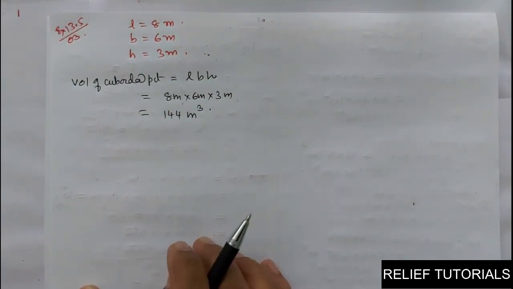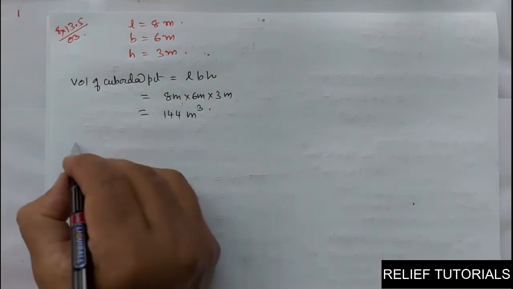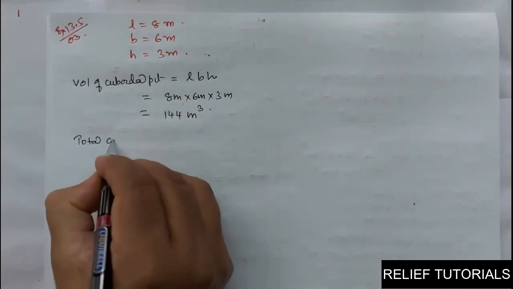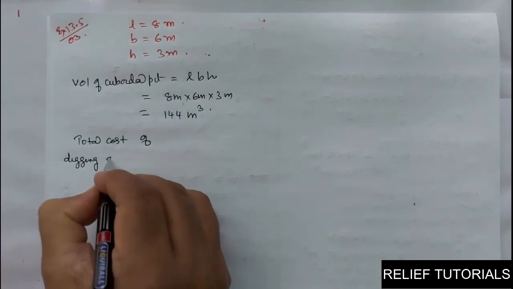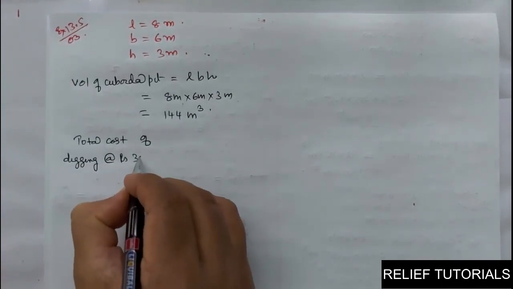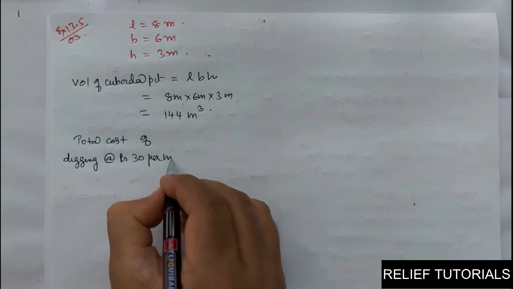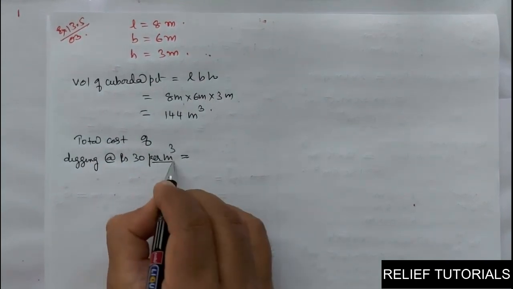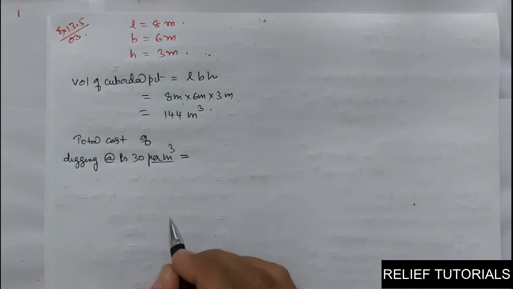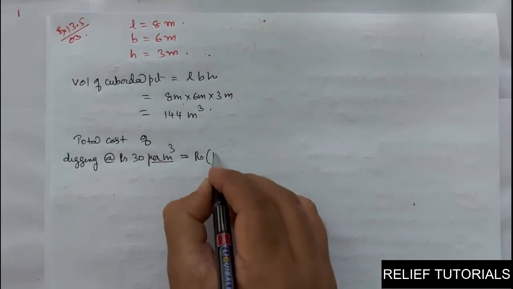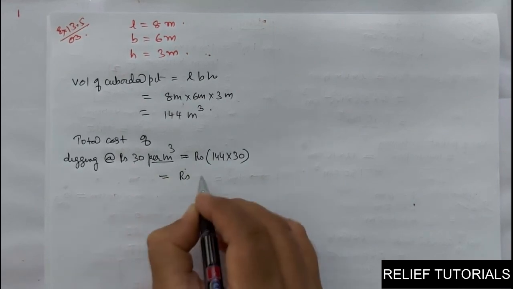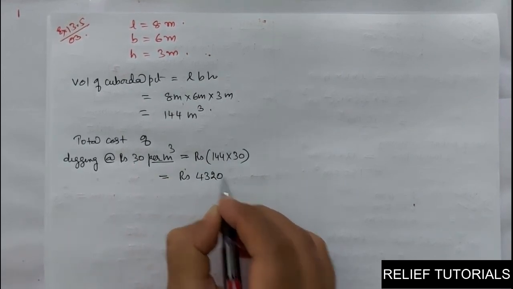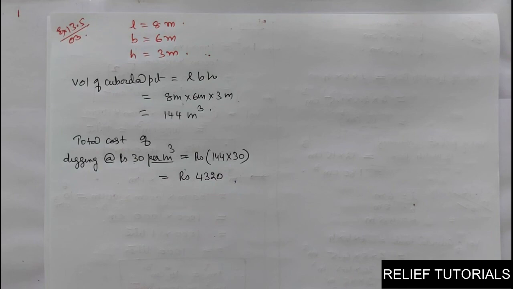Now the cost of digging is 30 rupees per meter cube. So we can say total cost of digging at the rate of rupees 30 per meter cube. So 1 meter cube costs 30 rupees, 144 meter cube how many rupees? So rupees 144 into 30, that is equal to rupees 4320. This much amount it will cost to dig the pit.